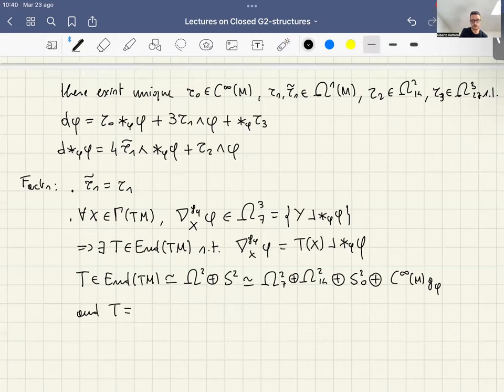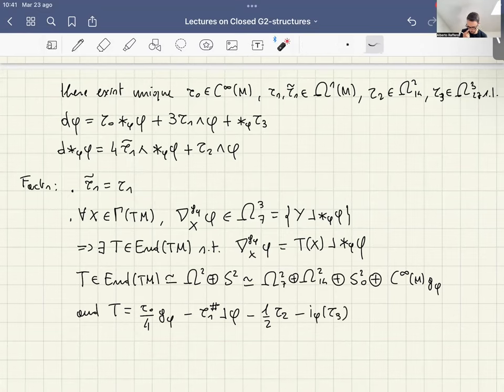If you're interested in looking at the precise computations, you can see that you have something like tau 0 over 4 g phi, which is the component of T inside this sum here, minus the vector field tau 1 sharp associated with tau 1 contracted with phi, which gives you the component in omega 7, minus 1/2 tau 2, which gives you the component in omega 14, and finally minus i phi of tau 3, where i was the map going from symmetric tensors to three-forms. And this gives you the component you have here. Actually, this was j phi.